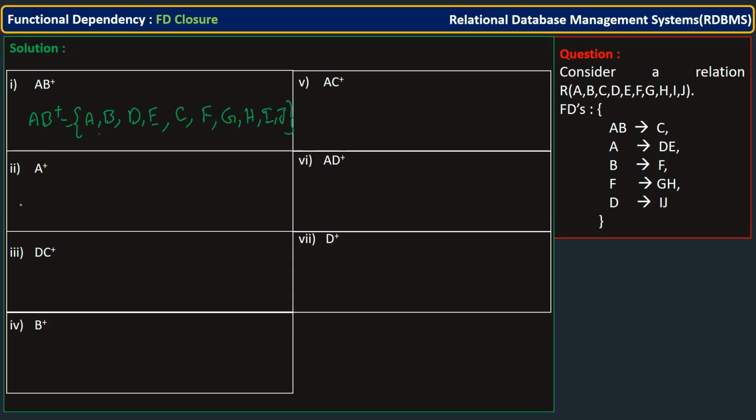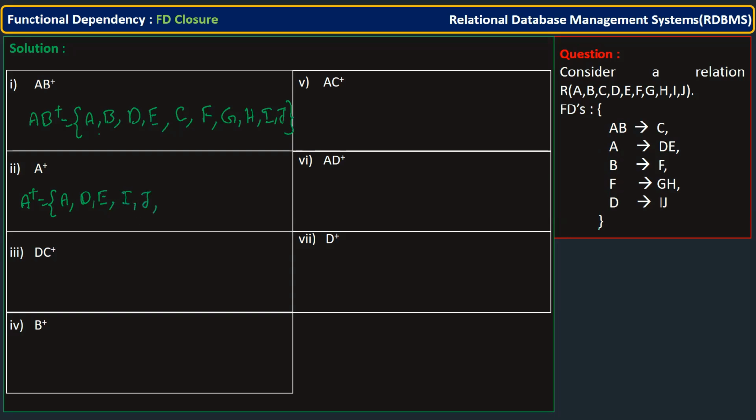In the same manner, let us try to find out A closure. For A closure, first you add that attribute itself into the set. Then let us come here. The LHS part is not there in the set, so skip this FD, go to the next one. Here A is deriving DE. The LHS part is there in the set already, so include the RHS part. Then B is not there in the set, skip this FD, and F is also not there in the set, so skip this FD. D is there in the set, so add the RHS attributes.